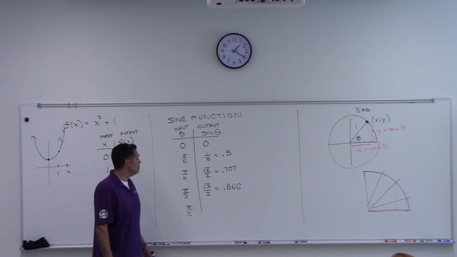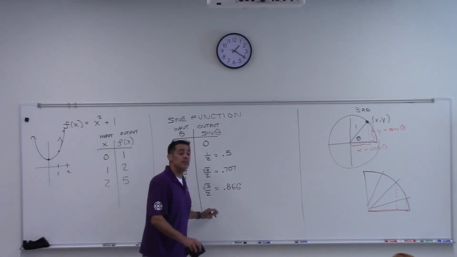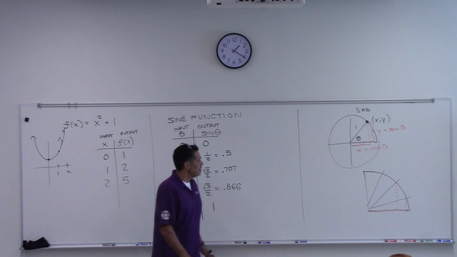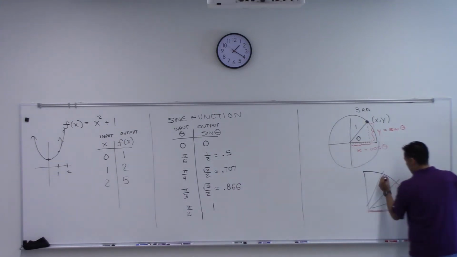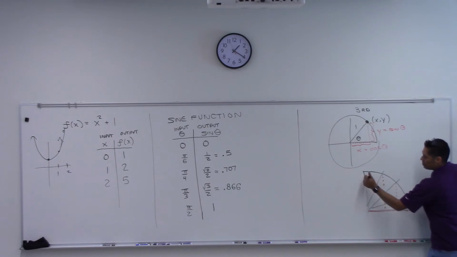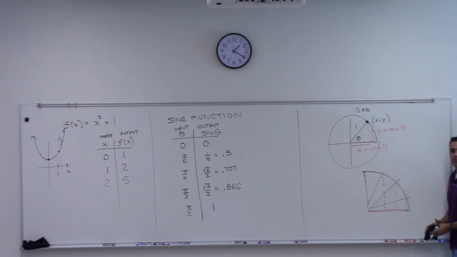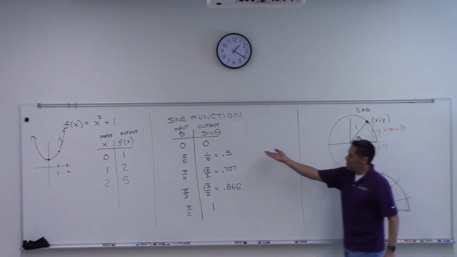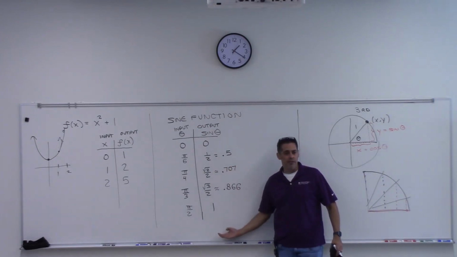At pi over 2, what's sine of pi over 2? 1? Is that what I heard? Yep, 1. Is that right? So that y coordinate was 0.866, and then we got all the way straight up, and that height was 1. Are we ever going to get past 1? Are the outputs on this side ever going to be bigger than 1?